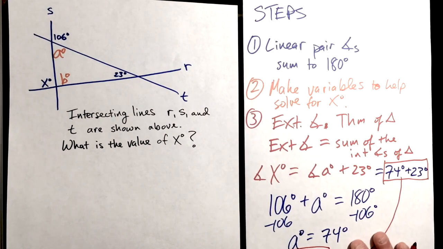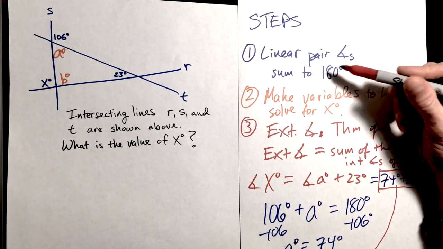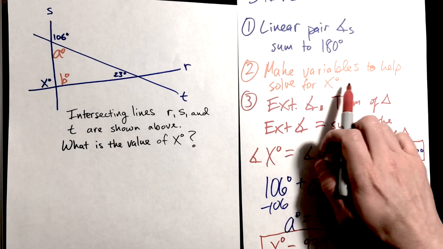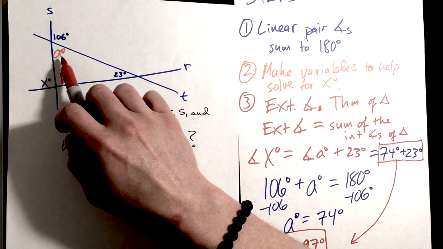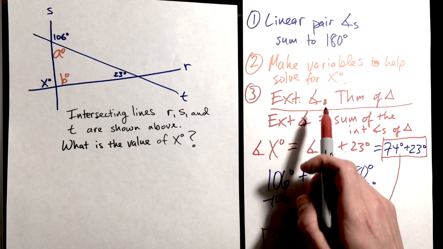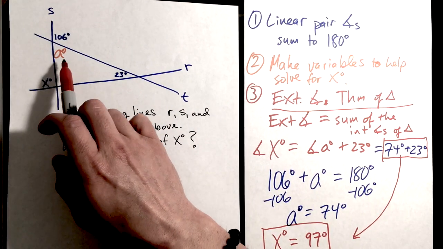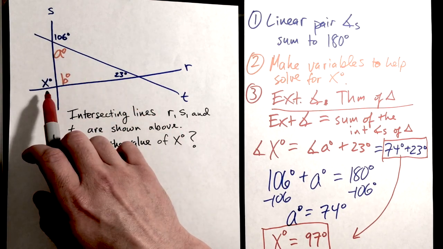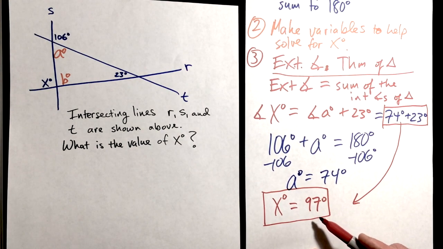And a problem like this, you could waste a lot of time on if you're not aware of, one, how to use linear pair angles that sum to 180. Two, you need to be able to make a variable. Students struggle with that. Just make it angle A, or A degrees. Then you needed to know, for speed, the exterior angle theorem, which tells us that the exterior angle outside of a triangle is equal to the sum of the two interior angles, that is, the angles furthest away from the exterior angle. And we use that to solve for x, which is 97 degrees.